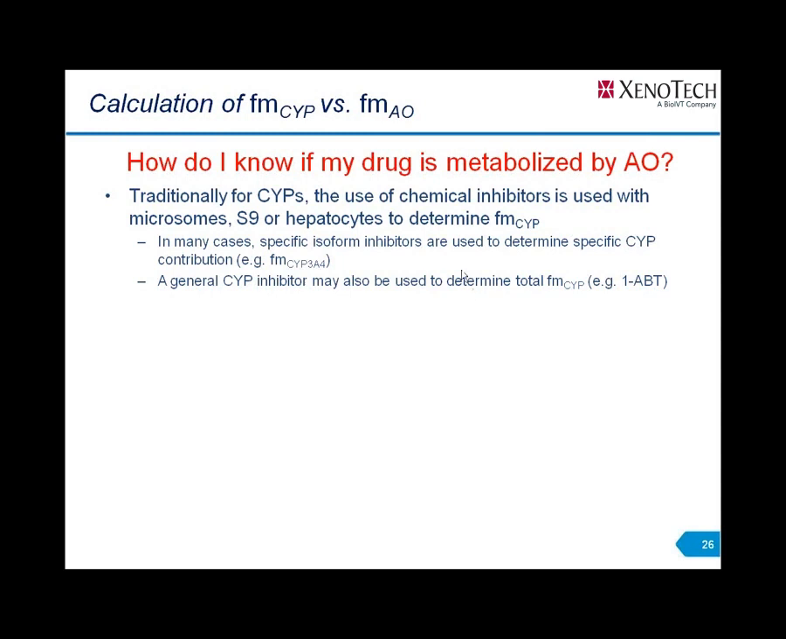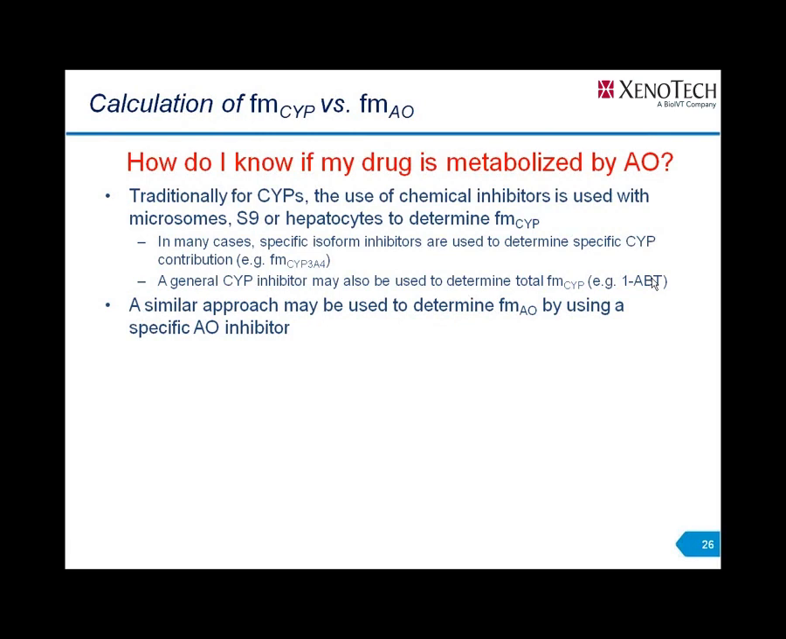So for example, if you wanted to know whether your compound is metabolized by CYP3A4, you could use a CYP3A4 specific inhibitor. If you just wanted a general idea for general P450 contribution, you could use a pan-specific inhibitor, such as 1-aminobenzotriazole, to knock out all your P450s quite effectively. A similar approach, of course, can be used to determine the fractional metabolism by AO using an AO-specific inhibitor.